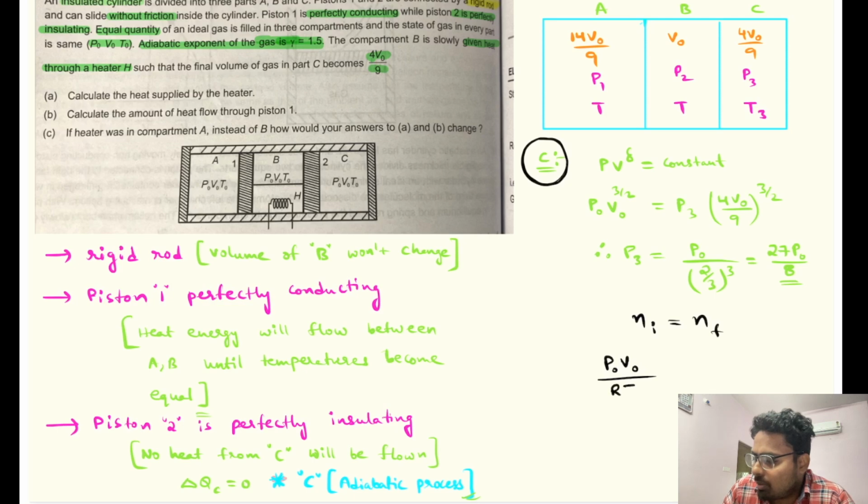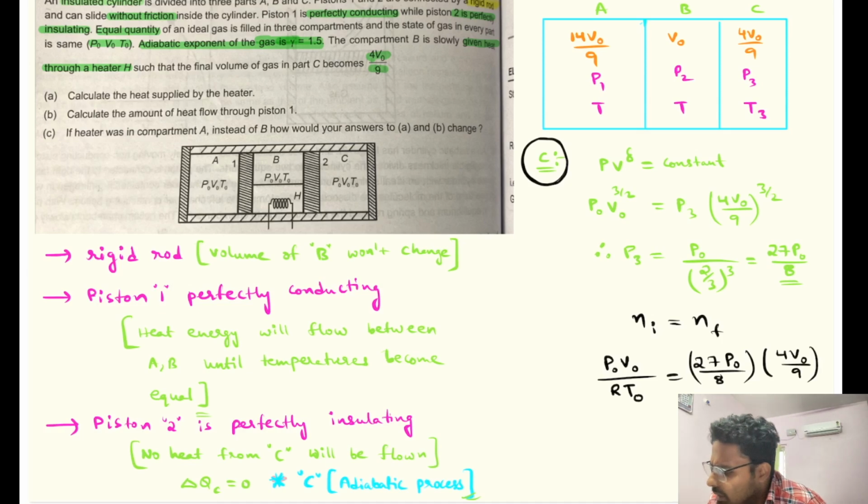So R into the original temperature, which is T naught, and the final pressure I got as 27 P naught by 8, and the final volume is already given as 4V naught by 9. So am I doing it correct? Just check the calculations. It's fine, right? P3, PV power gamma, and then 2 by 3 whole square. Yeah, 2 by 3 whole cube, and 8, 27, fine.